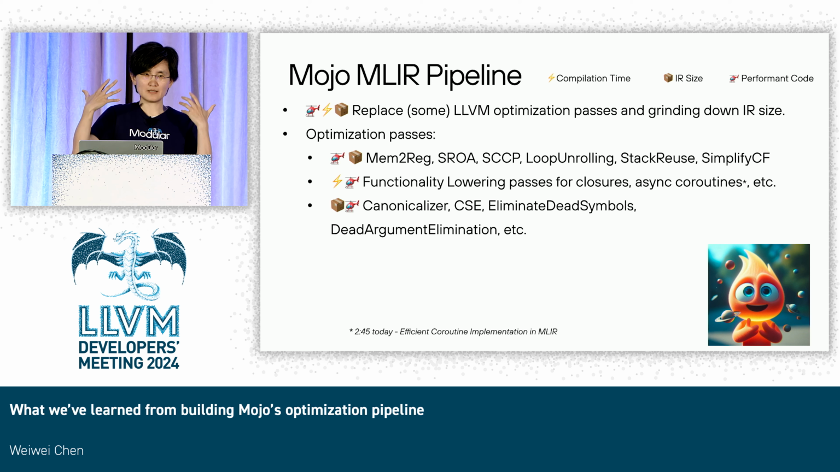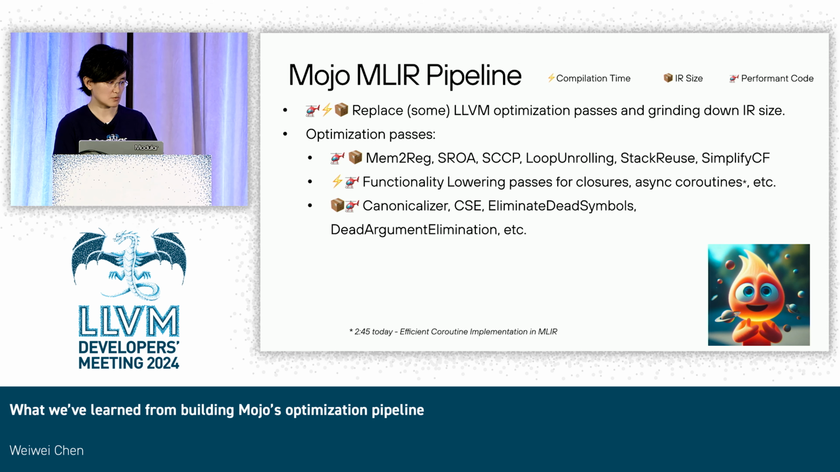So with that in mind, with all these observations, what we are trying to do at the MLIR level, because we have full control, we are building that part. We're trying to replace some of the LLVM optimizing passes and really grind down the IR size every step of the way, so that we don't have to send a large amount of IR to the LLVM pipeline and make that pipeline do a lot of work.